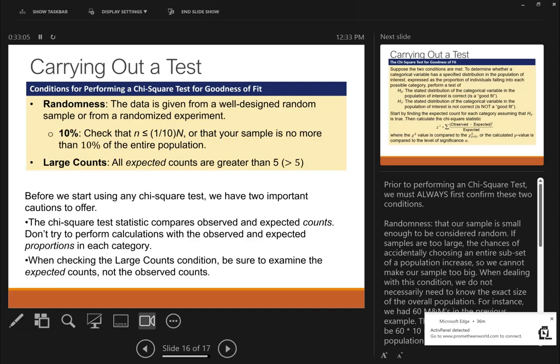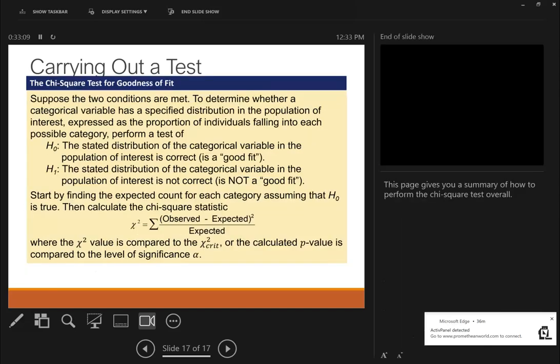Everybody feel good so far on what we're doing? We've looked at how to compute this, what conditions to check, how to write your hypotheses. So this is a summary now of how to do this test. So suppose the two conditions are met: our sample is less than or equal to 10% of the population, and all the expected counts are greater than 5.